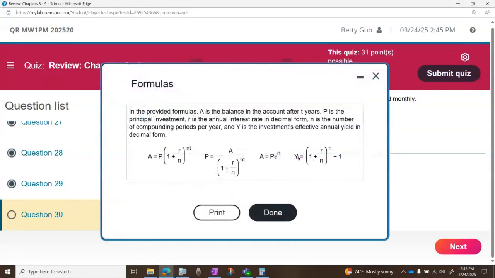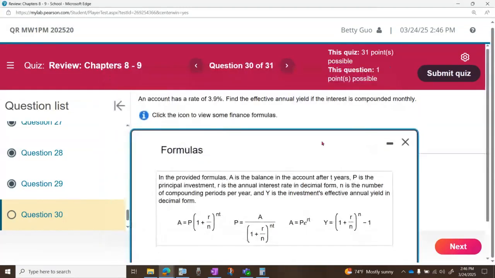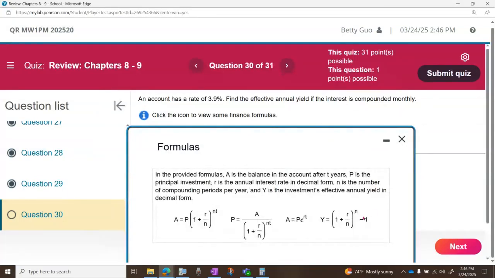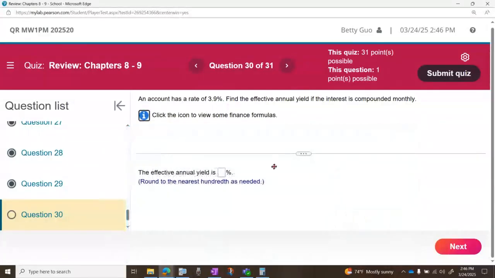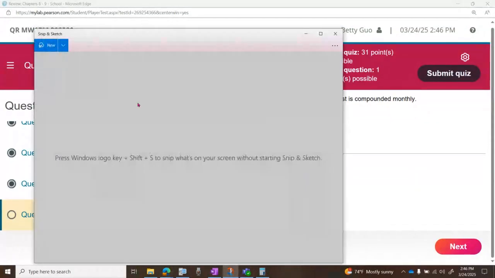Which one? This one, Y. Capital Y represents yield. Okay, so compounded monthly, so n equals 12. R here is the nominal rate, 3.9%. And you're plugging in to find the effective rate. Okay, I'm going to do that on the scratch paper.